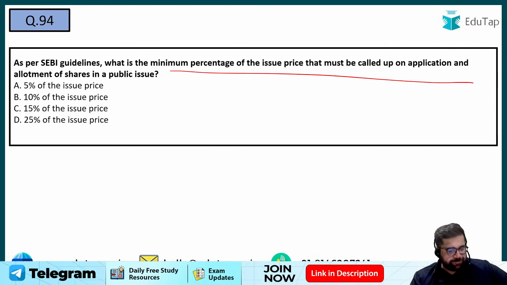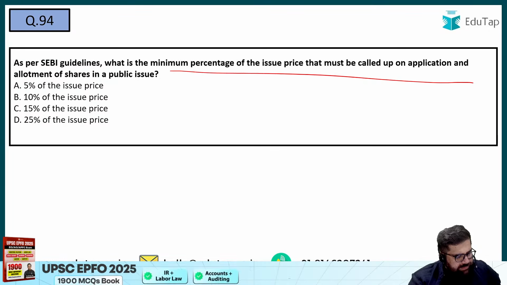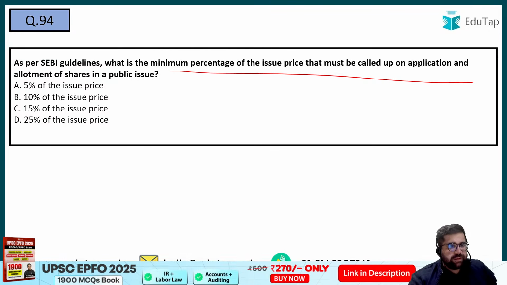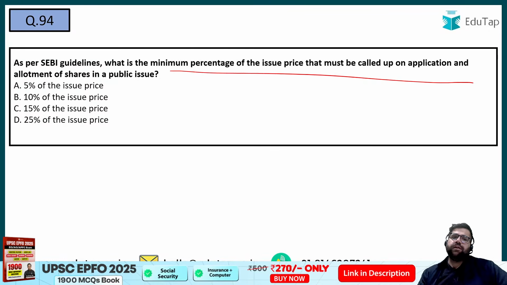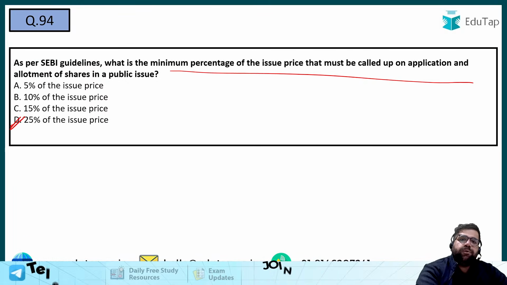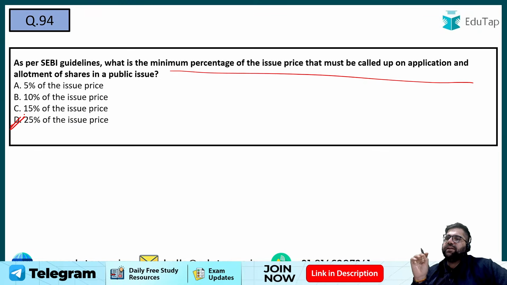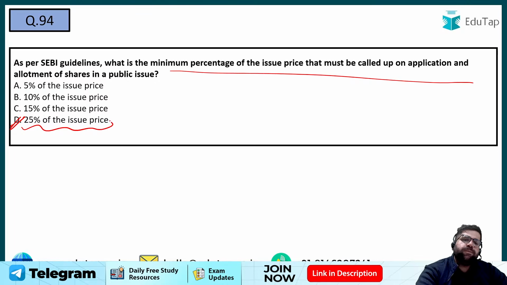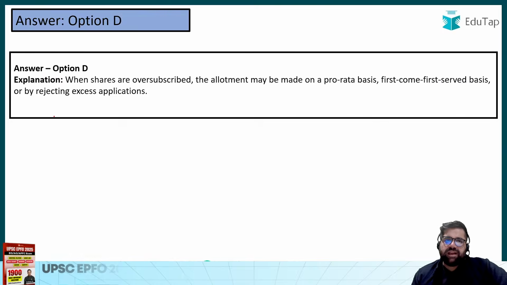Yes, lucky draw kind of. As per question 94, you can only call up to 25% of the issue price at the application stage. This is theoretical, so you will have to remember this. Let's look at 92.